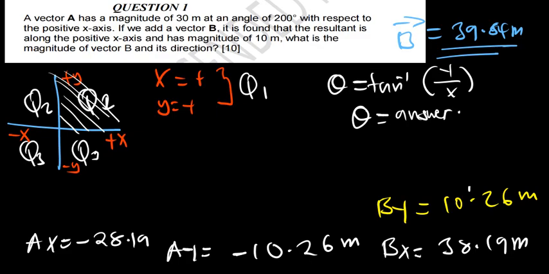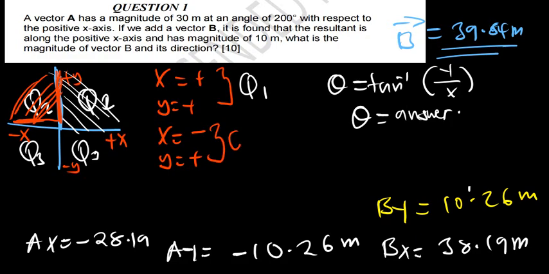Now, if I discover that the x component is negative and the y component is positive, definitely I need to think of the second quadrant, because in the second quadrant, y is positive and x is negative. Definitely the answer has to be in the second quadrant.